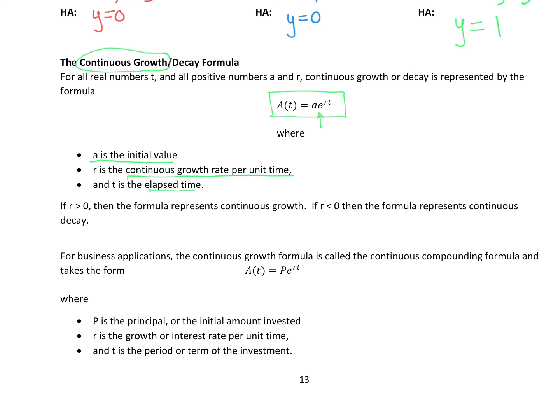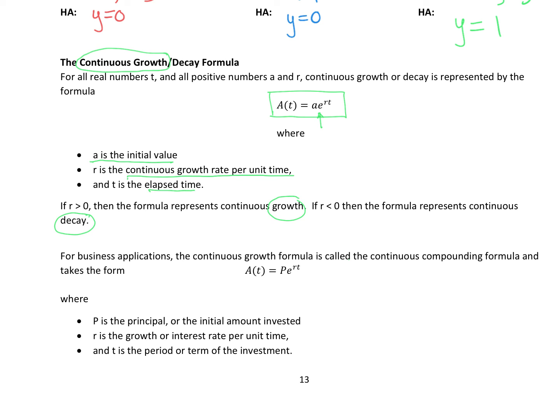Now keep in mind, we don't just have applications in business, but we could be talking about population growth or bacteria growth. We could talk about depreciation of a vehicle, lots of different examples. So if r is greater than 0, then it's going to be continuous growth. And if r is less than 0, then it's going to be continuous decay. That would be something like that depreciation of a vehicle.